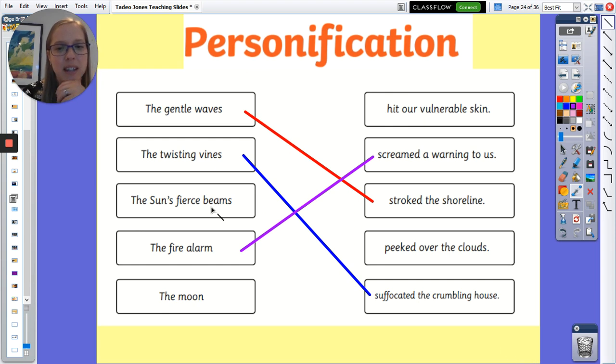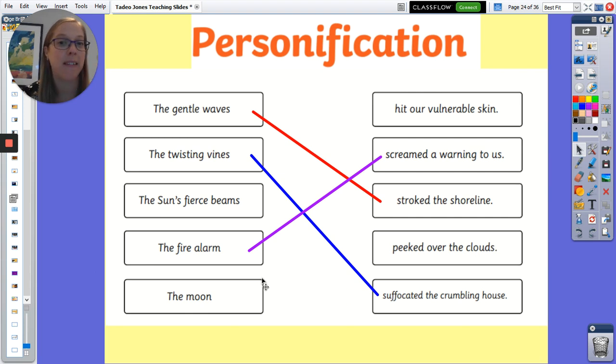Right, so now we've got the sun's fierce beams hit our vulnerable skin or peaked above the clouds, and we've got the moon. Now, the way we're going to figure this one out is by looking at the adjectives. The sun's fierce beams. So that word fierce gives us a clue. Is it just gentle and calm, or is it quite attacking, quite violent, quite something that's a bit more negative? So let's have a look.